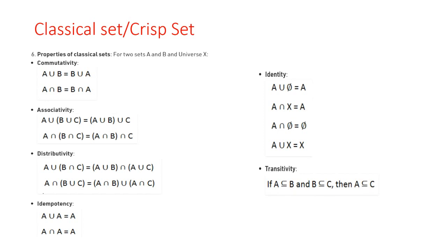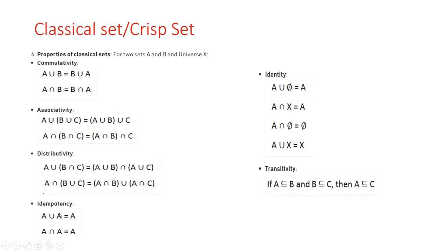Similarly, for associativity, A union (B union C) is equal to (A union B) union C, and similarly for the intersection also. For distributivity, A union (B intersection C) we can write as (A union B) intersection (A union C), and vice versa for this second line also. A intersection (B union C) is equal to (A intersection B) union (A intersection C).